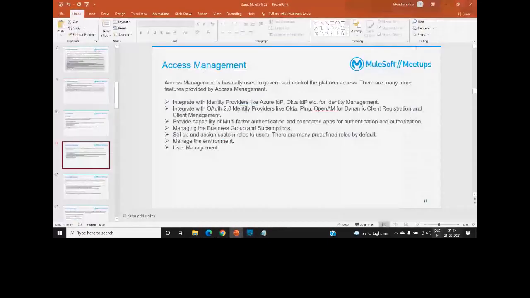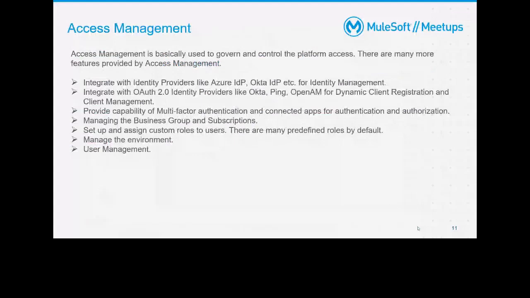So we will go with access management. We already talked about access management. Basically, access management is used for platform governance and platform security. It comes with a lot of features. You can easily integrate with identity providers like Azure IDP, Okta IDP, or any OpenID IDP for identity management. You can also integrate with an OAuth 2.0 identity provider like Okta or OpenAM for dynamic client registration and client management. It also comes with various multi-factor authentication, and we have something called connected apps for authentication and authorization. You can manage your business groups and subscriptions.